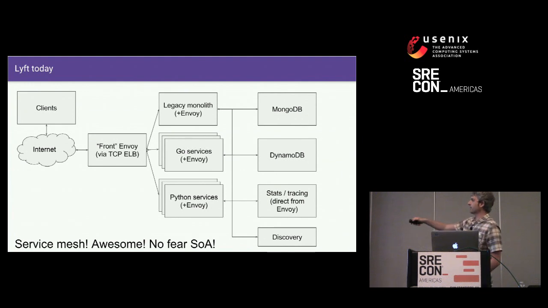And then each of the front Envoys is going to route to our still existent legacy monolith, which is running Envoy alongside of it. And now we have a whole bunch of Go services, a whole bunch of Python services. Every service that we have runs alongside Envoy. So all traffic transits through Envoy. And then on the back end, from a data store perspective, we've got MongoDB, we've got Dynamo, we've got stats and tracing, and those all come direct from Envoy. And we still got our service discovery service. And what we find here, which I'll actually get to in a second, is that this base layer, running this proxy alongside each application, gives us not only features, but amazing visibility.